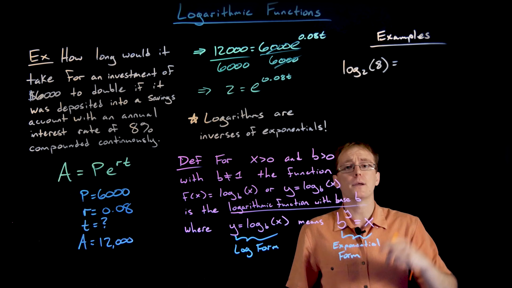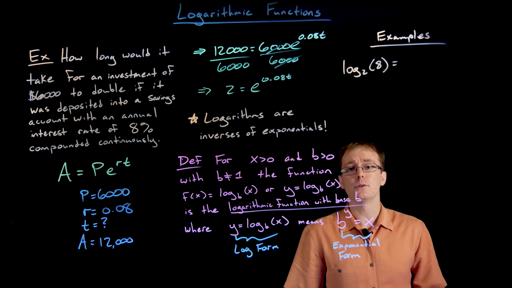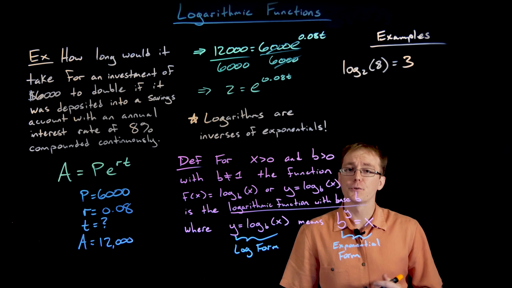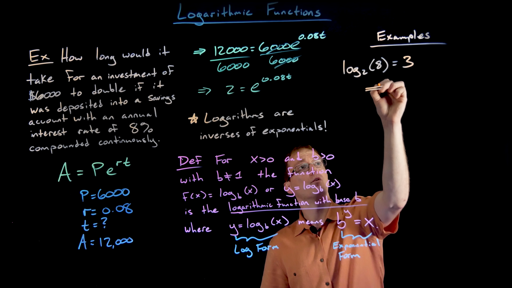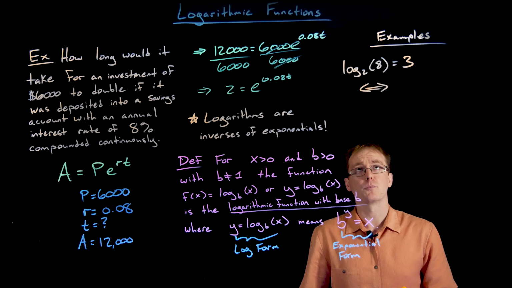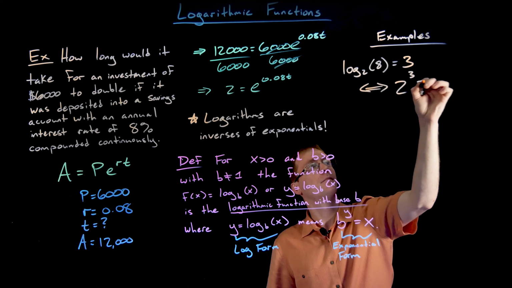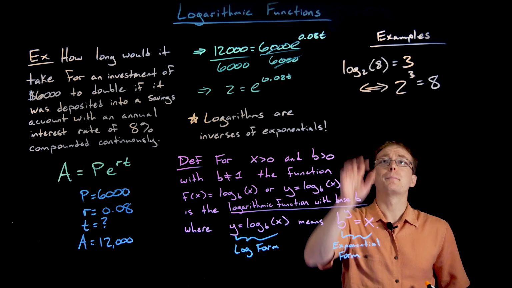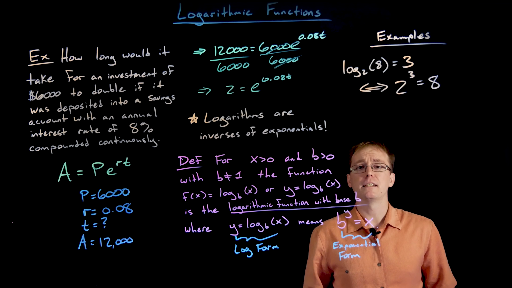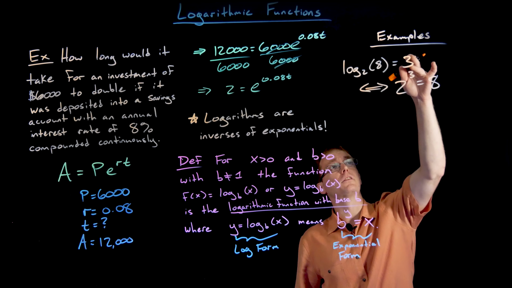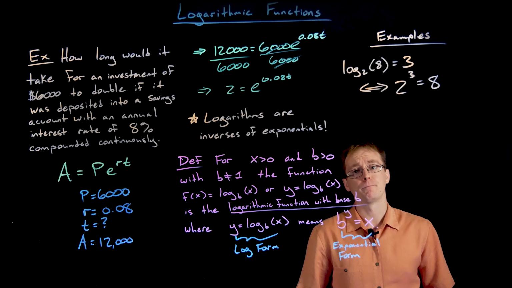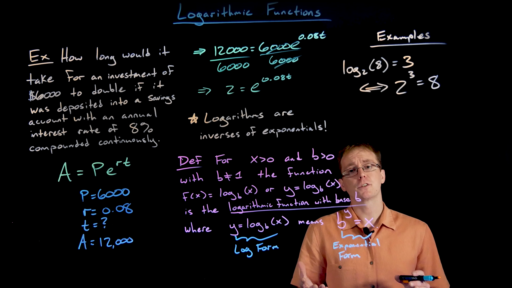So to evaluate this, what power do we have to raise 2 to in order to get 8? And if we remember our powers of 2, 2 to the power of 3 gives us 8. And we can check this or rewrite this relationship in its exponential form just by switching things around. So log base 2 of 8 is equal to 3 if and only if 2 to the power of 3 is equal to 8. Here we have the logarithmic form of our equation, and down below we just have the equivalent exponential form.